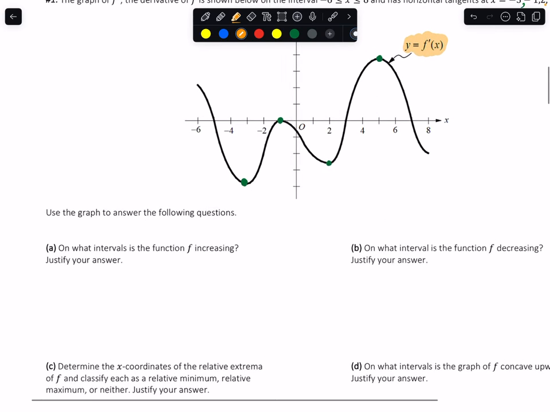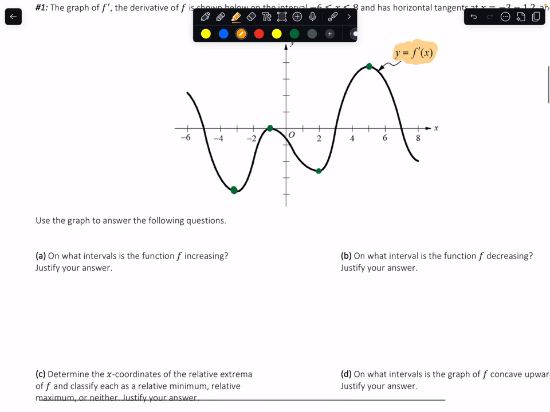So part A, on what intervals is the function f increasing? Justify your answer. Again, we're being asked about f. We're not being asked about f prime, but we know that f prime can give us information about f. So we learned last week that a function f will be increasing when its derivative is positive. You are looking at the graph of the derivative. When would this graph have positive values or positive y values?